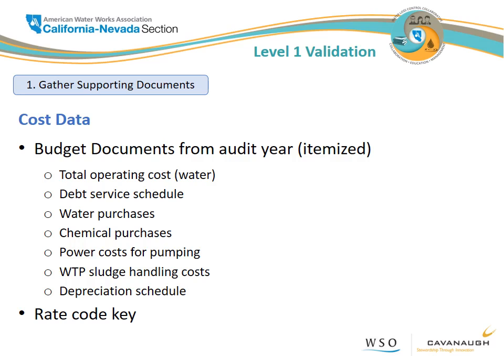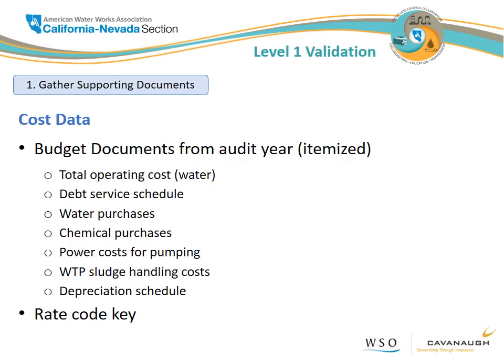Usually most utilities have this as a standard report that's prepared every year. It's audited every year by some type of third party, that's usually par for the course. So the operating cost, the debt service schedule for water projects, if you purchased water at all for the year, what you spent on chemicals, what you spent on power, if you had residuals or sludge handling from your water treatment process. Those are some specific items that can come in handy in evaluating or developing the input for some of the cost figures. So usually those types of things exist in the standard budget document that's done each year.